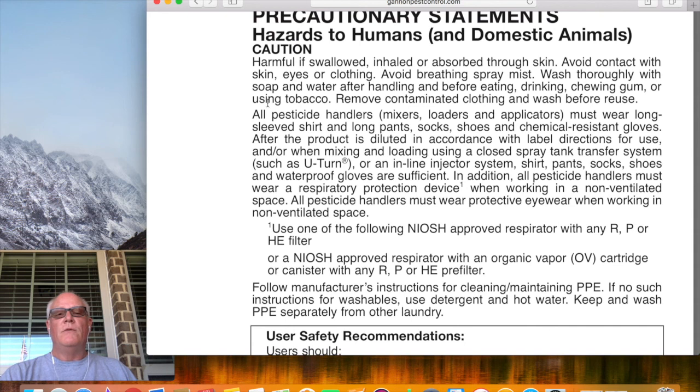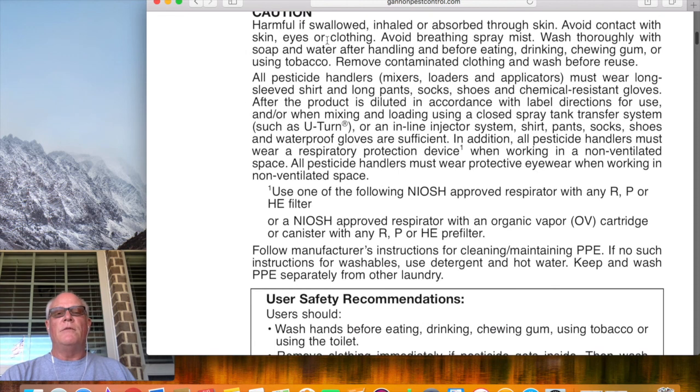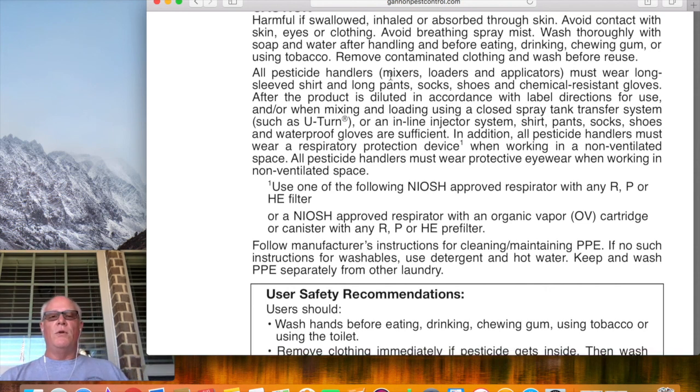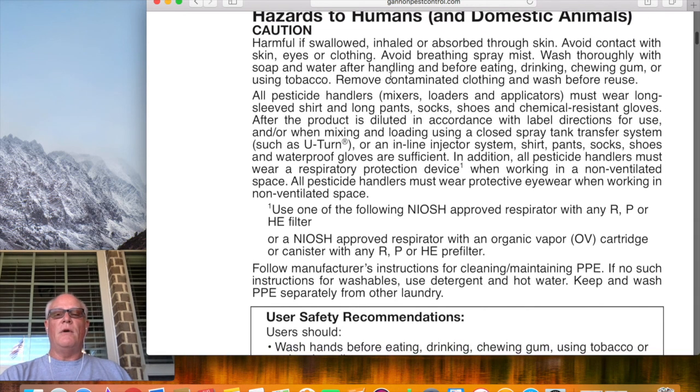Okay? So now let's move back up to the top of this statement here where it was talking about that it's harmful if it's swallowed, inhaled, or absorbed through the skin. All right? It says, avoid contact with the skin, eyes, and clothing. Okay? Avoid breathing spray mist. Wash thoroughly with soap and water after handling and before eating, drinking, chewing gum, or using tobacco. Remove contaminated clothing and wash before reuse. Okay? So this is basically saying that you can wear regular clothes, and if you get some of the pesticide on you, that you have to take that off.